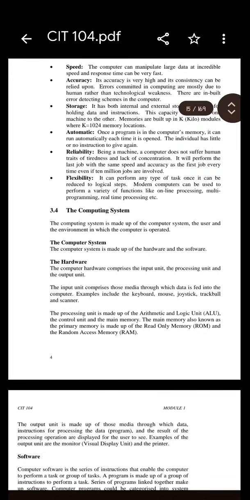Now the computer system. The computer system is made up of hardware and software. We know that one now. The hardware is the input unit, the processing unit, and the output unit. So the hardware consists of three different parts: the input unit, the processing unit, and the output unit.